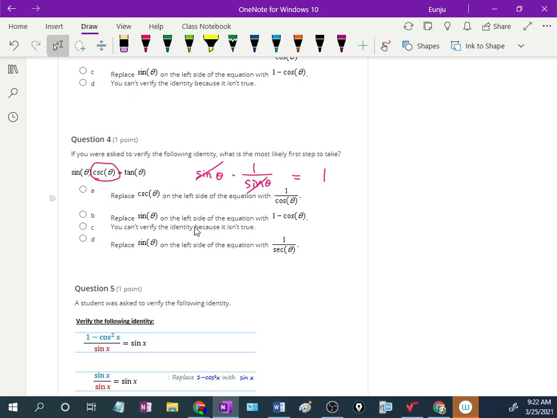All right, now let's look at carefully. Replace sine theta, cosecant theta. Cosecant theta is not that, right? And we don't replace that. We don't replace sine theta. So this is the best option. You cannot verify this identity because it is not true. What is the right hand side? When we simplify, we have 1. Okay, so the number 4 would be a little bit tricky. You try to make it true, but it was not true, so we cannot verify it.